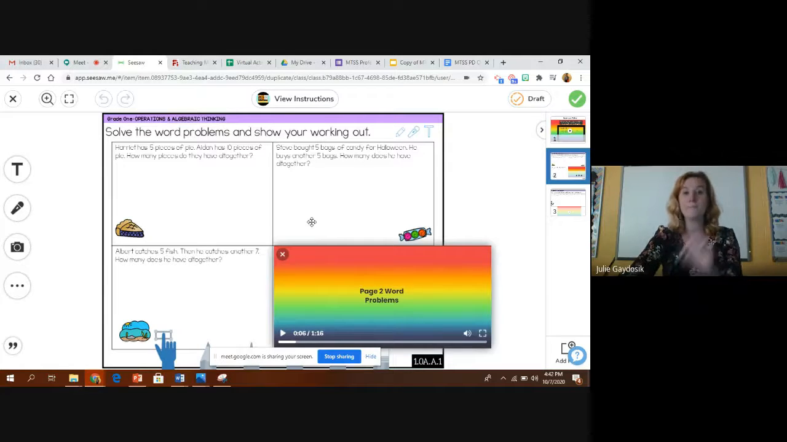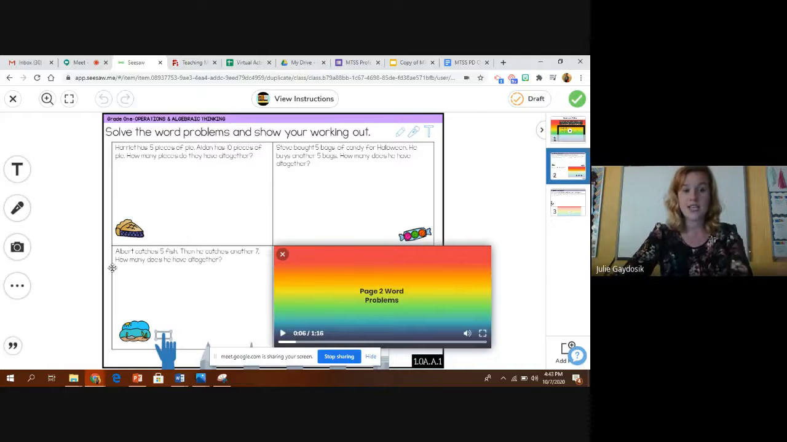Equation, picture. So draw a picture. So draw the circles or whatever. Or do an open number line. I want to see the strategy, okay? Strategies are super important because they show us your thinking. They show us what's going on in your brain.